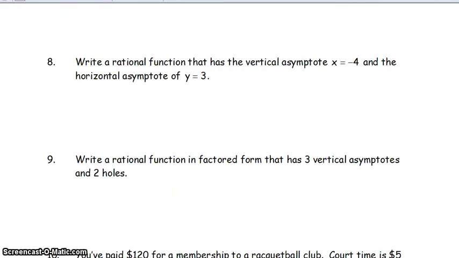Write a rational function. I need to write a function, do not forget the f of x, that has a vertical asymptote of x equals -4 and a horizontal asymptote of y equals 3. Well, let's make a fraction here.